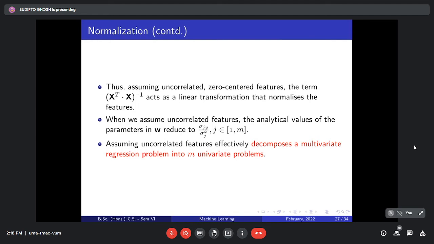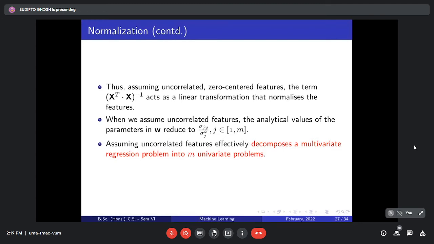Beta naught is zero, beta 1 is covariance divided by variance of the first feature, beta 2 is the covariance divided by variance of the second feature, and so on. That is something that we can numerically compute using any algorithm. It is just a statistical measure, covariance, variance. These are known to us from the training data. We come up with W, the parameters, from the training data itself.